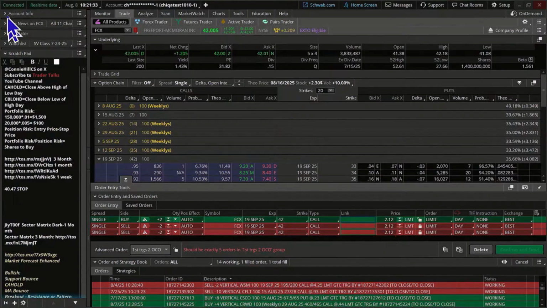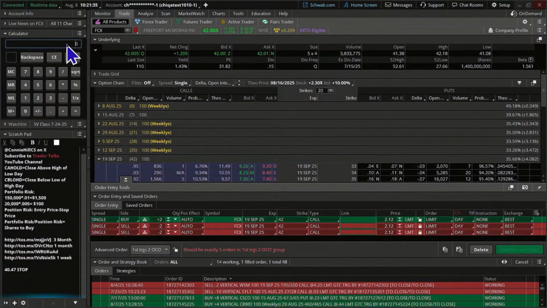So we're going to come over here to our calculator, and we're going to say, all right, what would be 212 times 1.8? We've got to do the 1, so it's at least $2.12. Then the 0.8 is that 80%. That says, okay, we're going to look to get out on the first target at 3.81. So we're going to put that in, 3.81.